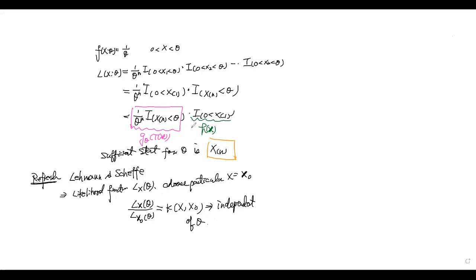Okay, so now let's go ahead and start here. We find our sufficient statistic is the nth order statistic, X(n). So we know X(n) is sufficient. Now I want to show this is minimal sufficient. By using the Lehmann-Scheffé theorem, let's find the likelihood of theta and the likelihood of x0 given theta here.